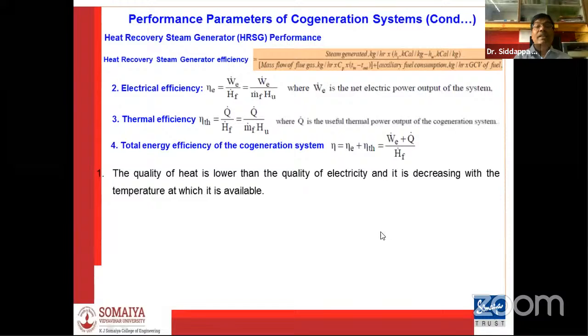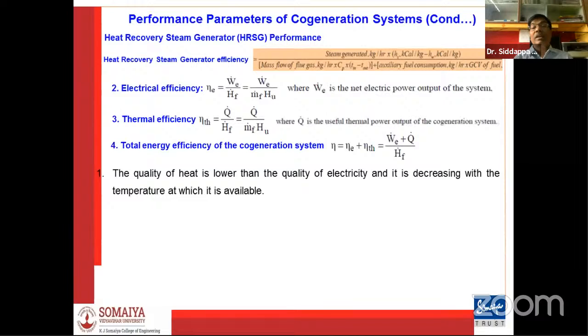Now, what I just told you is that the quality of heat is lower than the quality of electricity, and it decreases because heat quality is a function of temperature. The higher the temperature, the better the quality of the heat and the thermal source; the lower the temperature, the lesser it is. Therefore, generally we classify thermal systems into source and sink. The source has high temperature, and maybe the quantum of the mass fluid will be lesser, but the sink has lower temperature and the quantity will be higher.